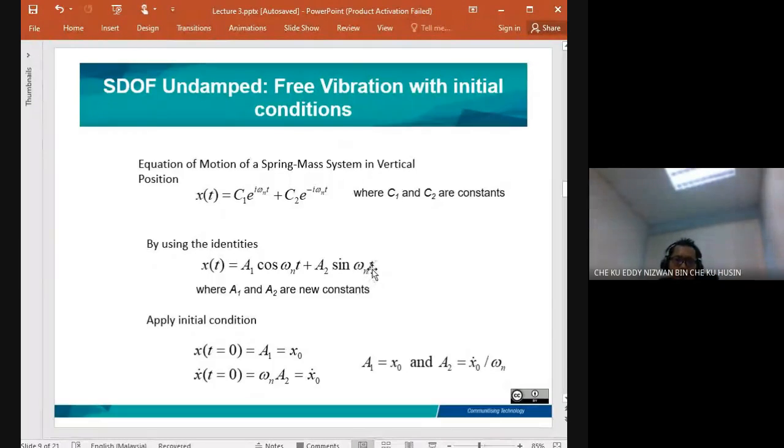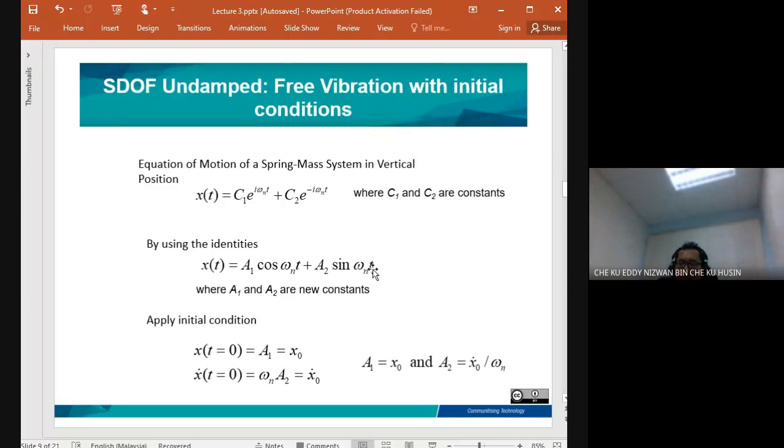Now we look at how to study the motions, which is the vibration response with initial conditions. For the spring mass system, the system will not oscillate if you don't give the initial conditions. To make it move, you must give an initial condition, meaning you give the initial displacement or initial velocity or both.